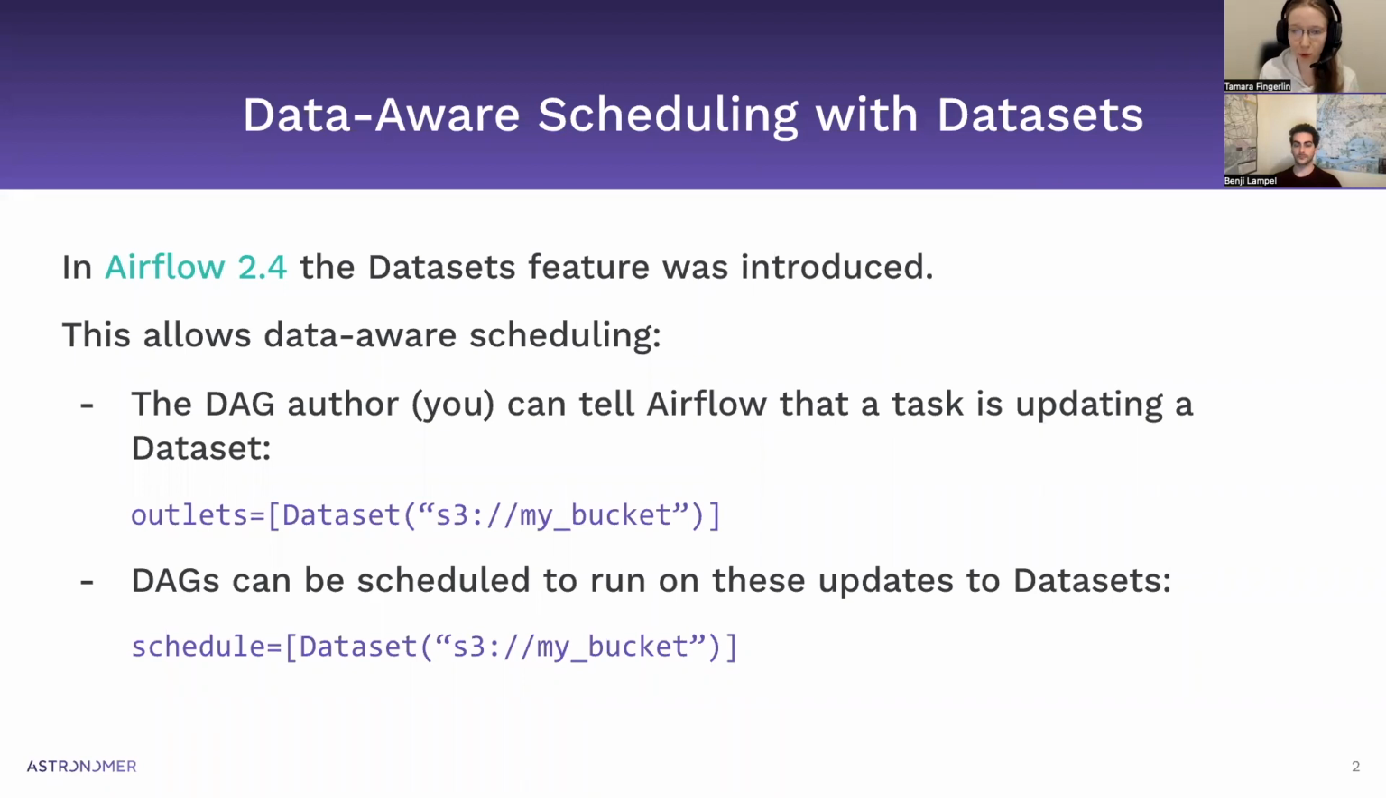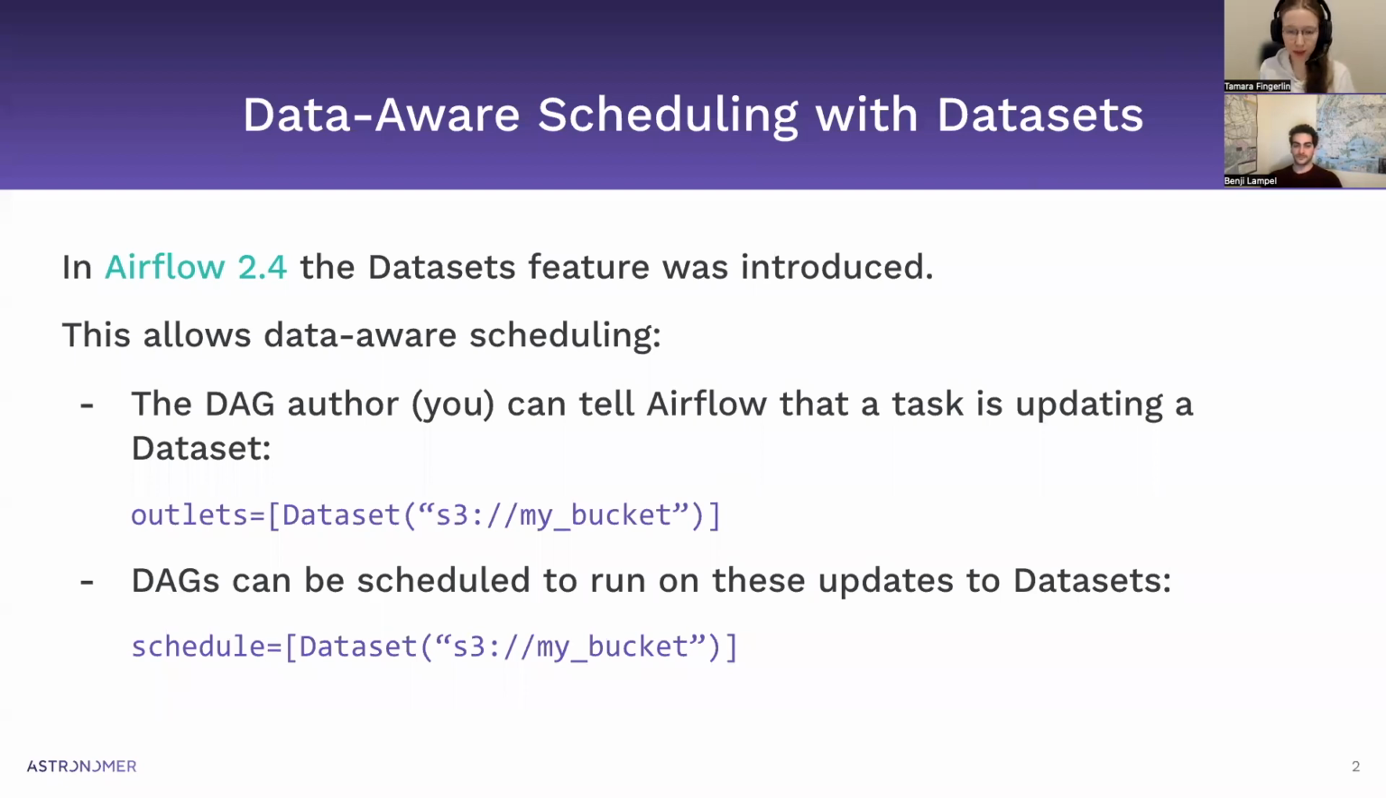Now, one important thing to note that many people can get tripped up on is the task doesn't actually have to touch that dataset at all. It's simply something that you as a DAG author can tell Airflow about this task. And once you define a dataset this way, Airflow will start listing them in its datasets tab, and this task will become a producing task to that dataset. So whenever this task finishes successfully, this dataset will be updated.